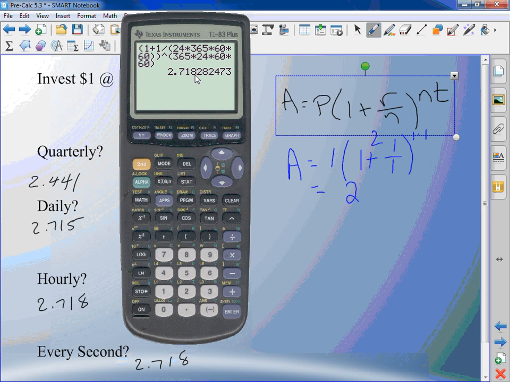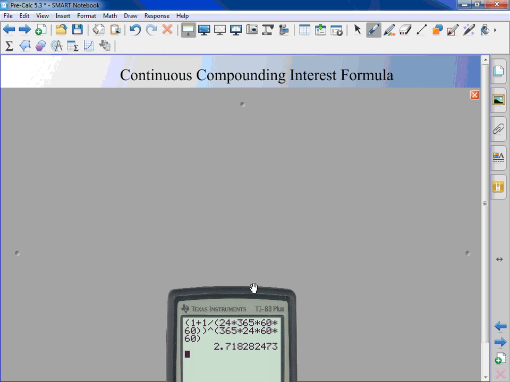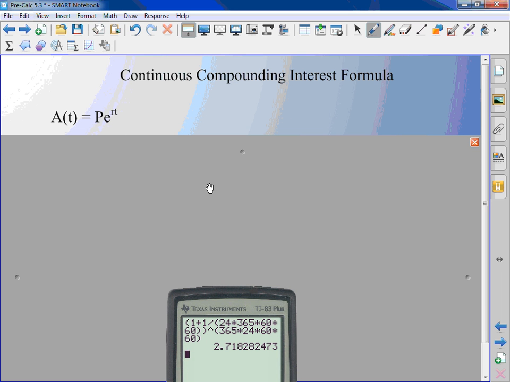It's not the exact same thing, but it's close every single time. About what number is it rounding to? 2.718. If I even made this number larger, it's going to go to the same thing. That number means something. We use this for a continuous compounding interest formula. This is the formula for compounding continuously. This is the one that was mentioned Friday in class. Pert. A equals P times e to the rt.